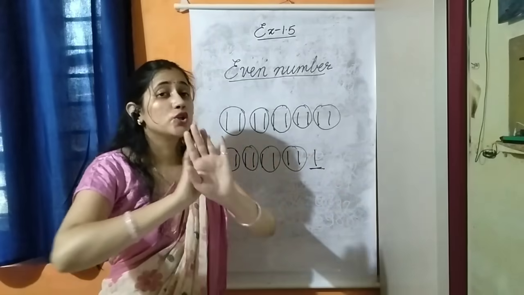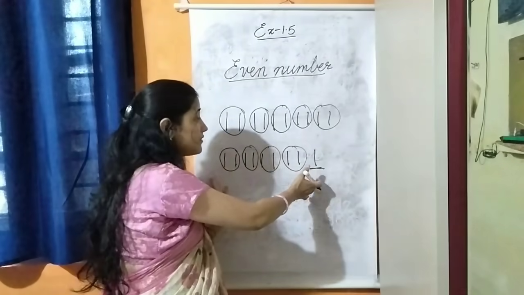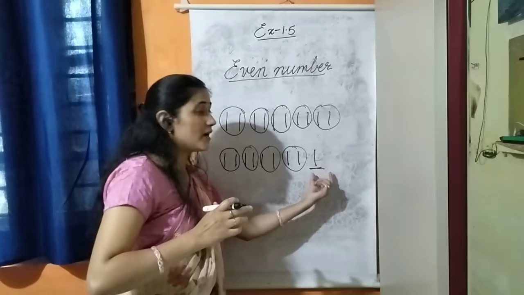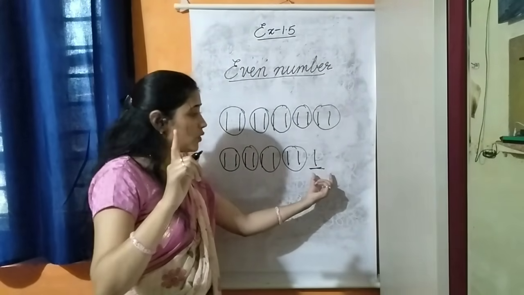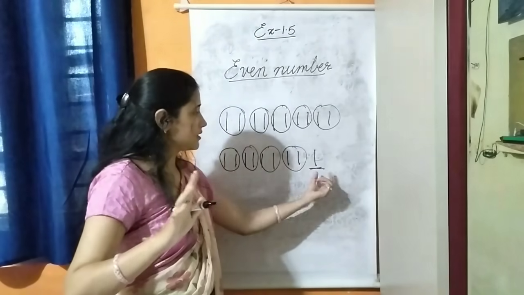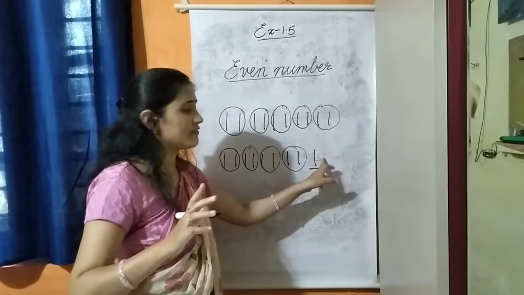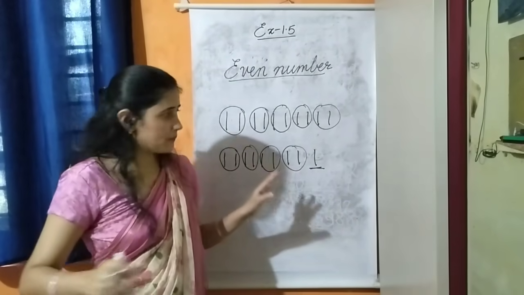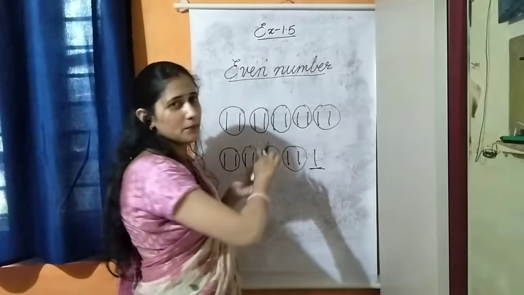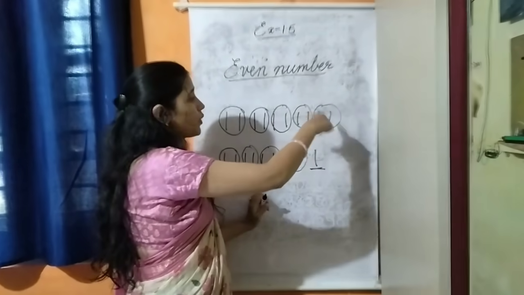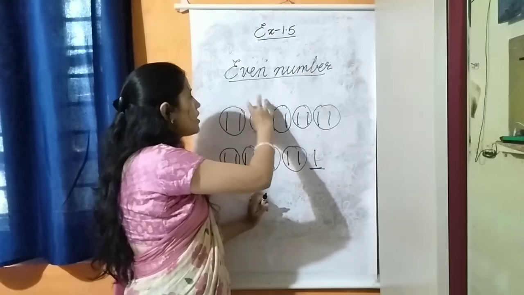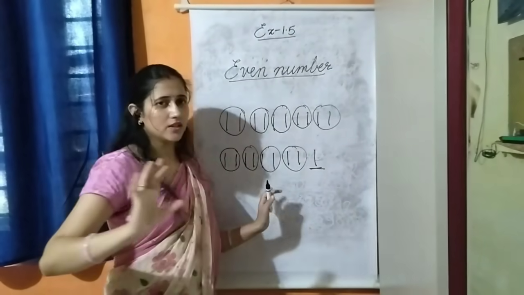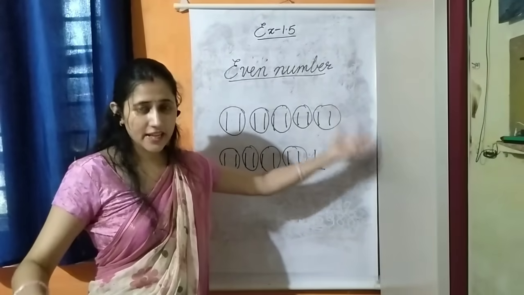So 9 is not an even number, because when we are drawing 9 lines here, we can get 4 pairs, but 1 line is alone. This line does not have any pair with it. That means 9 is an odd number. This is not an even number. 10 is an even number. Okay, because after drawing 10 lines here, all the lines are there in a pair in this circle. None of the lines are left behind.